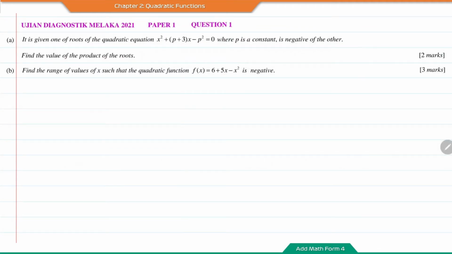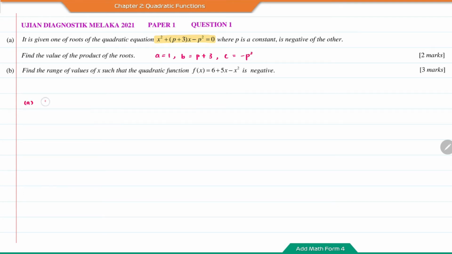Next question is from Melaka 2021, paper 1, question number 1. A is given one of the roots of the quadratic equation x squared plus bracket p plus 3 x minus p squared equal to 0, where p is a constant, is the negative of the other. Find the value of the product of the roots. So the quadratic equation given here is written in general form. By comparison, we know that the a is equal to 1, the b is equal to p plus 3, and the c is equal to negative p squared.